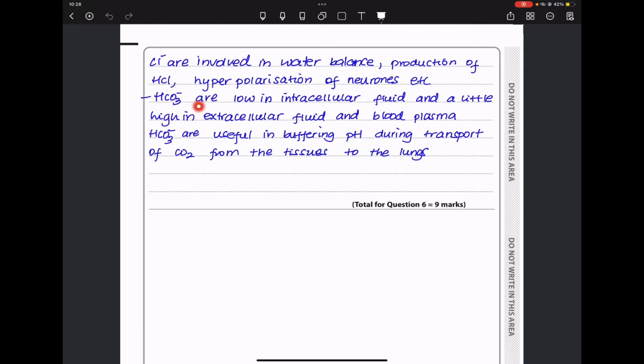Then the hydrogen carbonate ions are low in intracellular fluid and a little high in extracellular fluid and blood plasma. This is because the hydrogen carbonates are useful in the buffering of pH of the blood during transport of carbon dioxide from the tissues towards the lungs. So this brings us to the end of question 6. Let's continue to question 7.